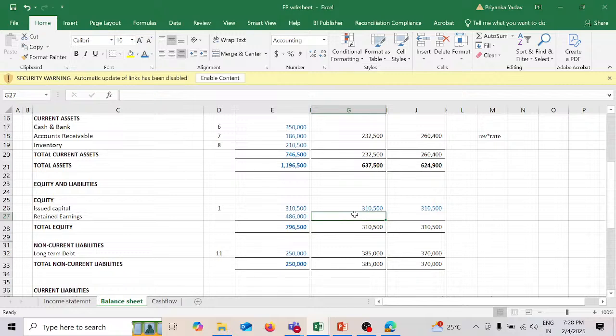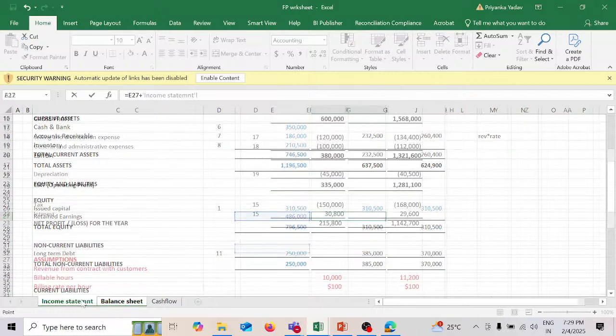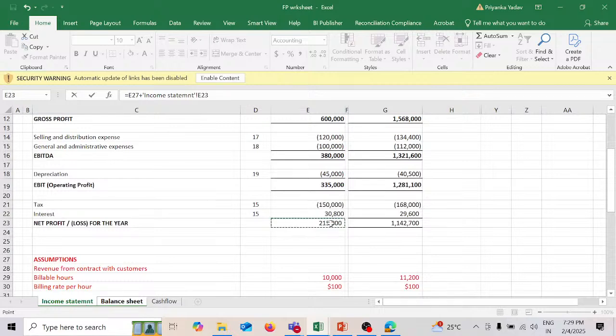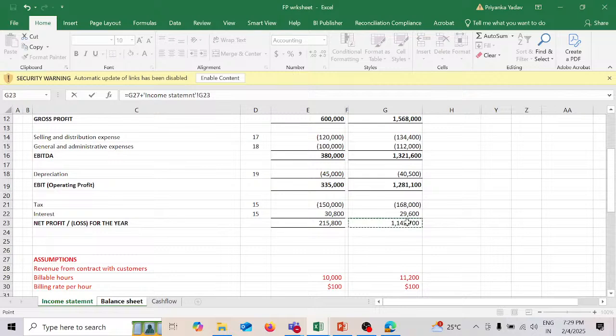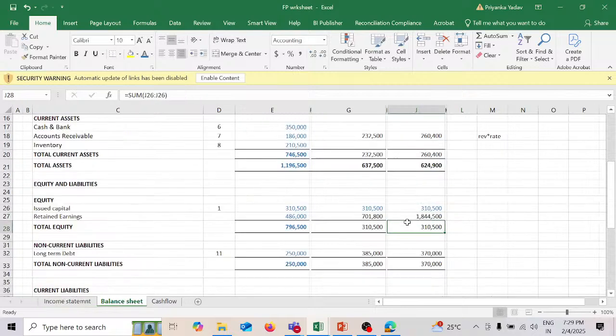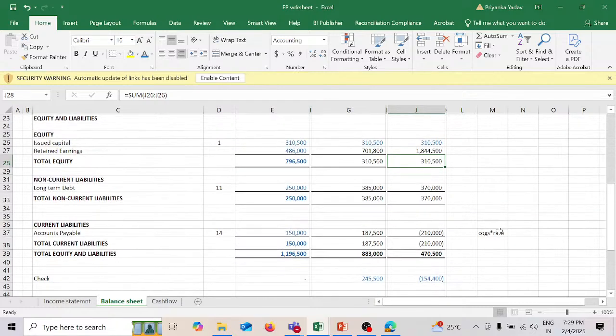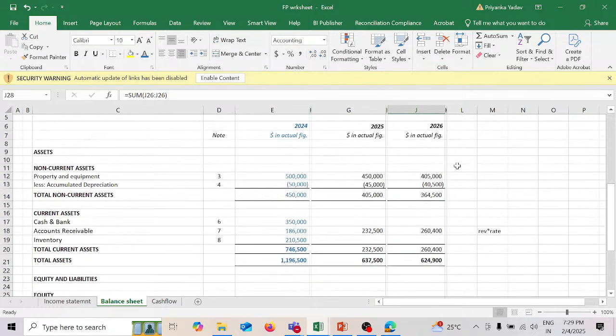So your retained earnings will be your last year's figure, plus this year's net income. So this will pick from your income statement. This is your net profit. This is last year's closing balance plus whatever income you have earned this year. Now this is the final figure over here.